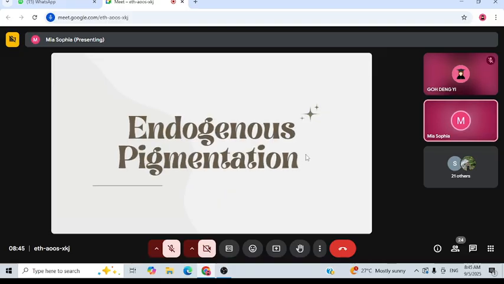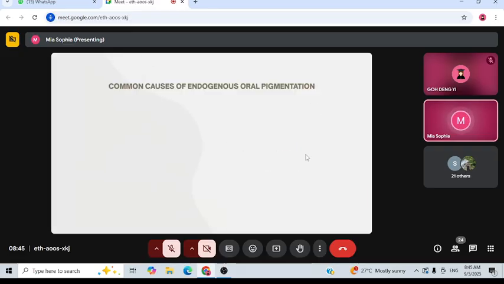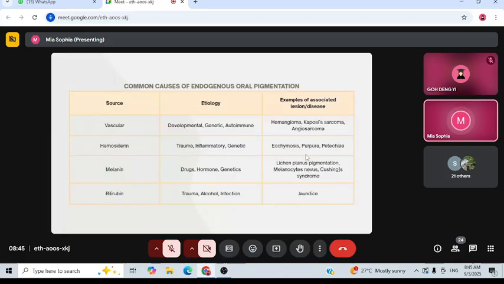So now let's take a look at endogenous oral pigmentation. That means the pigmentation that comes from within the body rather than from external substances. So there are four major sources of endogenous pigmentation, which are vascular, hemosiderin, melanin, and bilirubin.